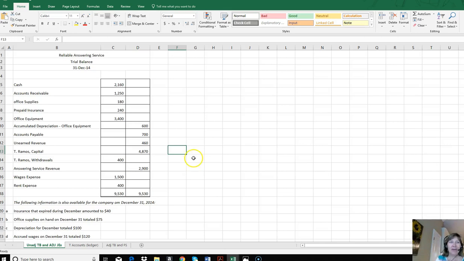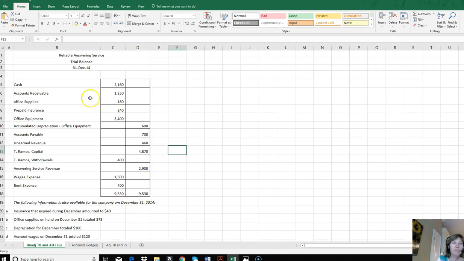Hi, everybody. Okay, so this is our reliable answering service exercise. It is going to walk us through making adjusting journal entries and posting them to the T accounts, making an adjusted trial balance to make sure that we're in balance, and then preparing the financial statements.